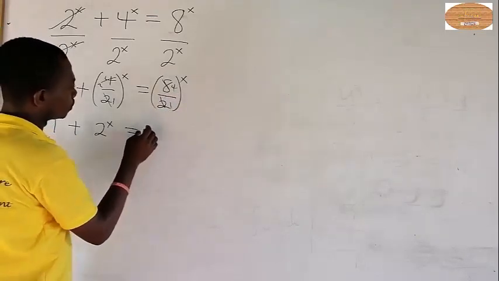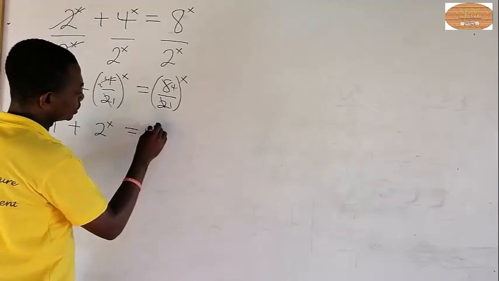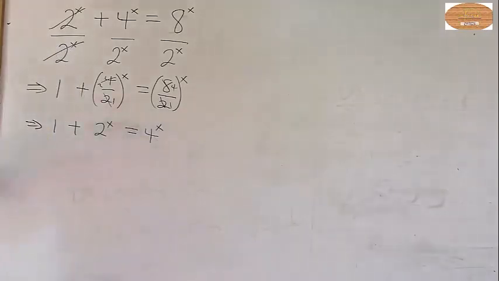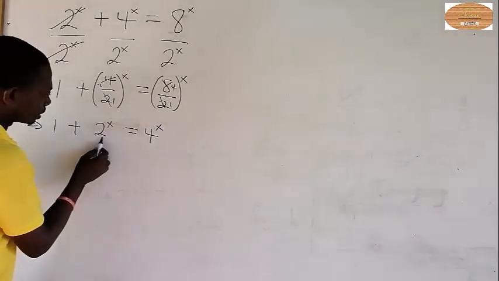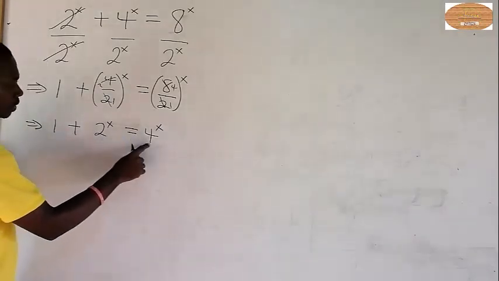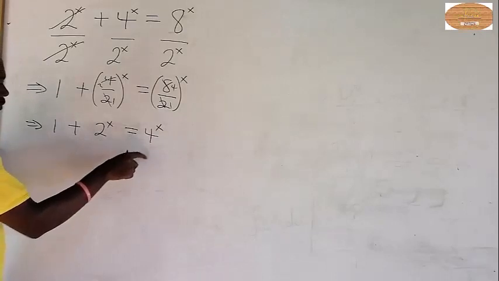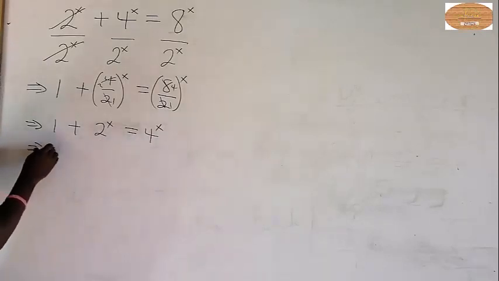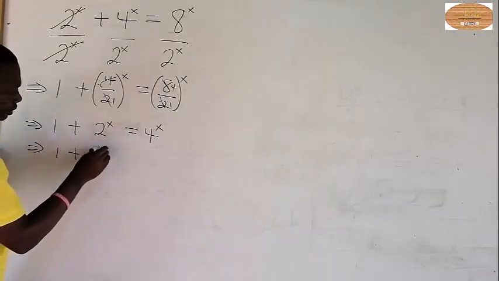So we have 4 to the power x for this side. Alright. Now we have 2 to the power x here. We have 4 to the power x here. So let's change this one. So we have 1 plus 2 to the power x.